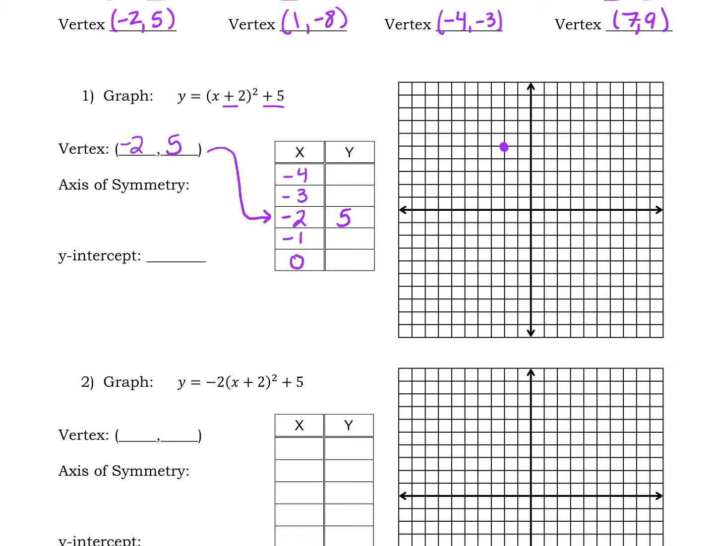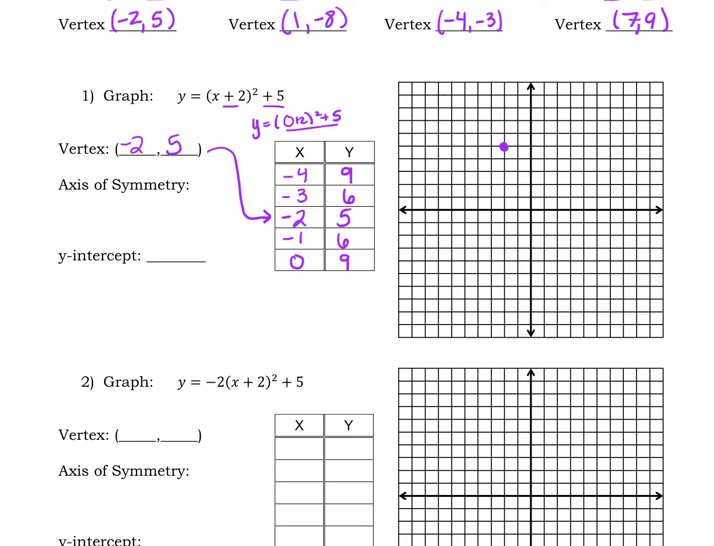So first I would plug in -4, so y would equal (-4 plus 2) squared plus 5. And I would just type that all in my calculator just like that. What we're going to end up getting is 9. I would do the same thing, then instead of -4, I'm going to do -3. When I do that, we're going to get 6. Change this -3 to a -1, and then we're also going to get 6. And then I'm going to do 0, and we're going to get 9.